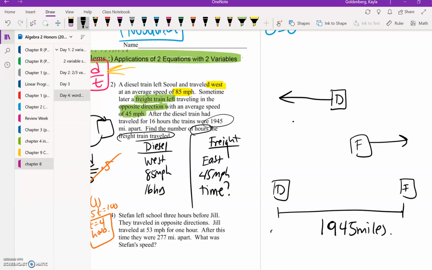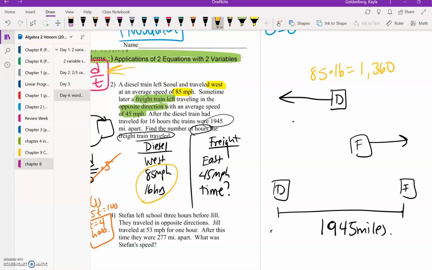Okay, so let's see. If the diesel train is going west and they are going 85 miles per hour for 16 hours, we could take this information and say, okay, the diesel is 85 miles every hour for 16 hours. And if I do on my calculator 85 times 16, that tells me it's gone 1,360 miles.